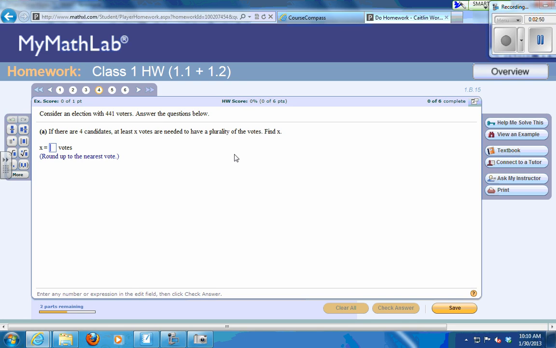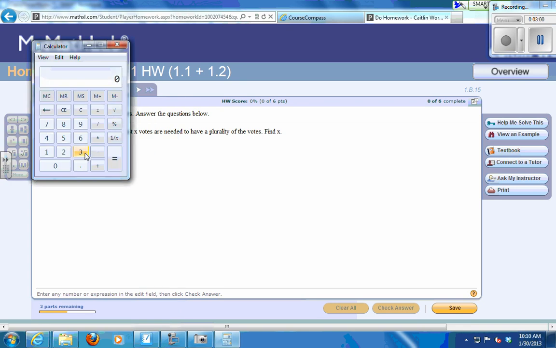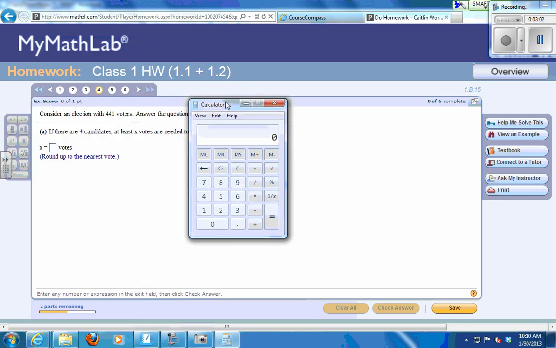Okay. So there are 441 voters, and there are 4 candidates. So if you split the votes as equally as possible, pull up a calculator. If you do 441 divided by 4, that would be 110.25 votes per person. You can't really split a quarter of a vote, but 111 votes for one person, everyone else could have 110. So you need 111 votes to get a plurality.